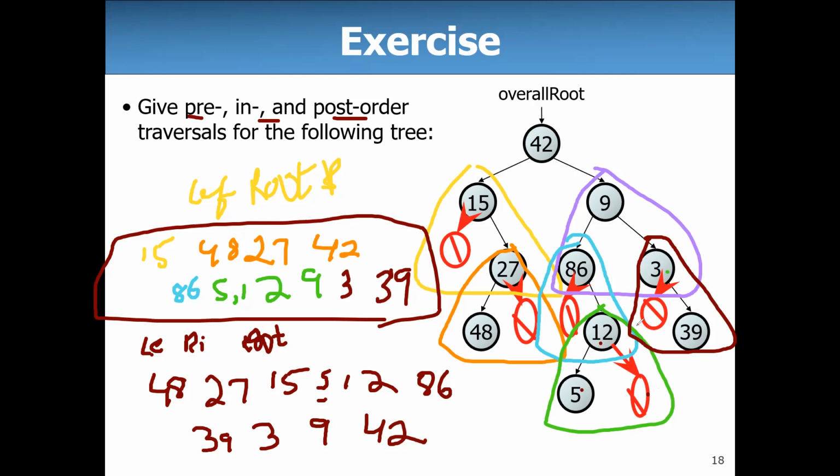Left of 9 is 3. And left, right. Left is null. Right, which is 39. Print the root, left, right, and root. So we printed 39 and 3. After printing 39 and 3, left is done, right is done, we will print 9. And for 42, left is done, right is done, and now you can print at the end 42. That's the concept of post-order traversal for the trees. Left, right, and root.